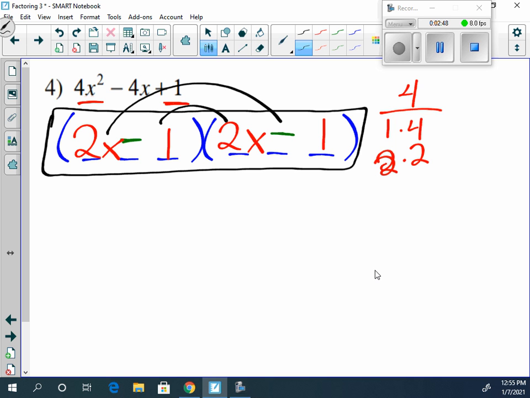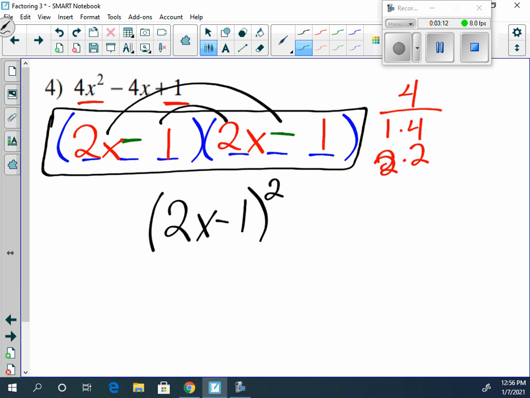Now again, you're probably looking at this and saying, okay, why is this really considered a special set of factors? Well, if we look at the factors, what are they? We have 2x minus 1 and 2x minus 1. So really, this here, we could actually write it as 2x minus 1 squared. This is why they call it a perfect square trinomial.